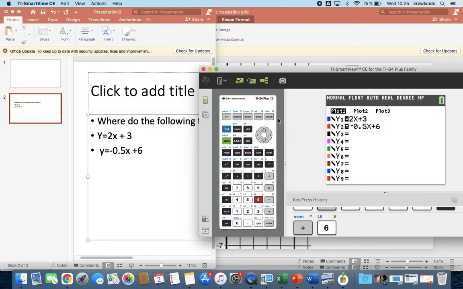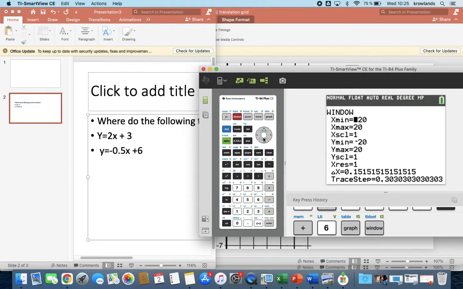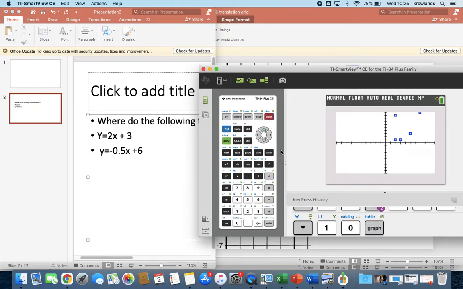Then what we're going to do is we're going to press graph. Now you can see there's a red line and a blue line, and we want to see where they cross, which is this point here. You may want to zoom in a bit because we can see a lot of the graph. So I'm going to go on to window, and I'm going to make these numbers a little bit smaller. Minus 10, 10, minus 10, 10. Then we're going to go back onto the graph and see what that looks like.